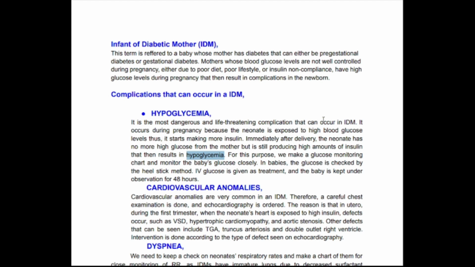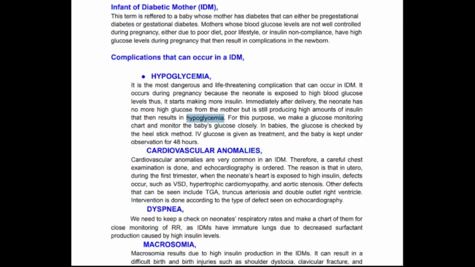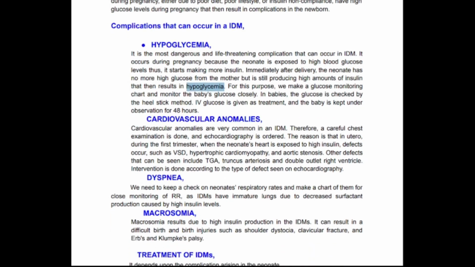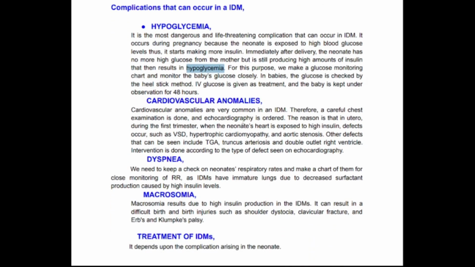So, what are the four complications that can occur in a newborn? That includes hypoglycemia, cardiovascular abnormalities, dyspnea, and macrosomia. So let's first discuss hypoglycemia. That is the most important and life-threatening complication that can occur in IDM.